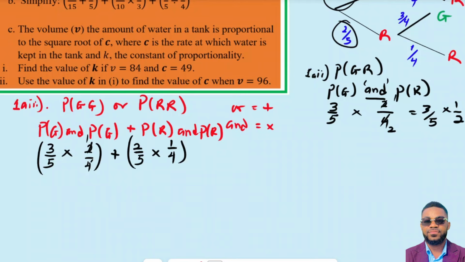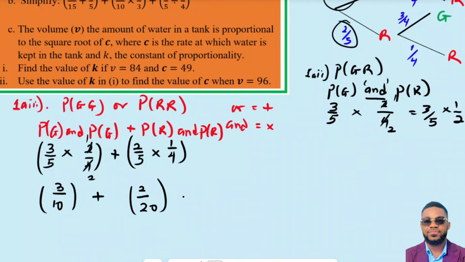2 here, 1, 2 here, 2. So after that, we're going to get 1 times 1, 1 times 3, that will give us 3 here. And 5 times 2 will give us 10. Now plus, we cannot simplify this one, so we just have to multiply. 2 by 1 is going to be 2. And then 5 times 4 is going to be 20.